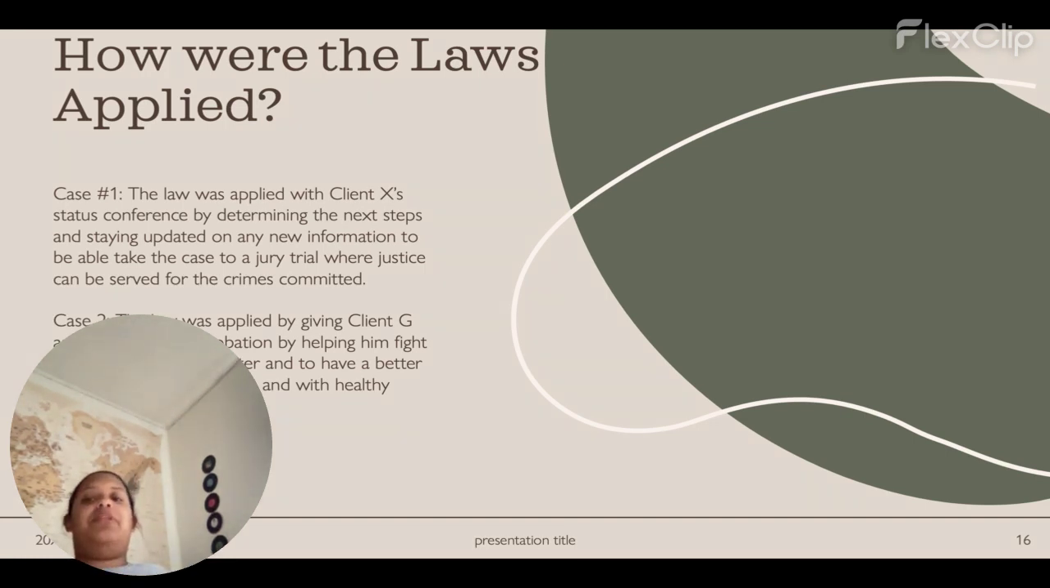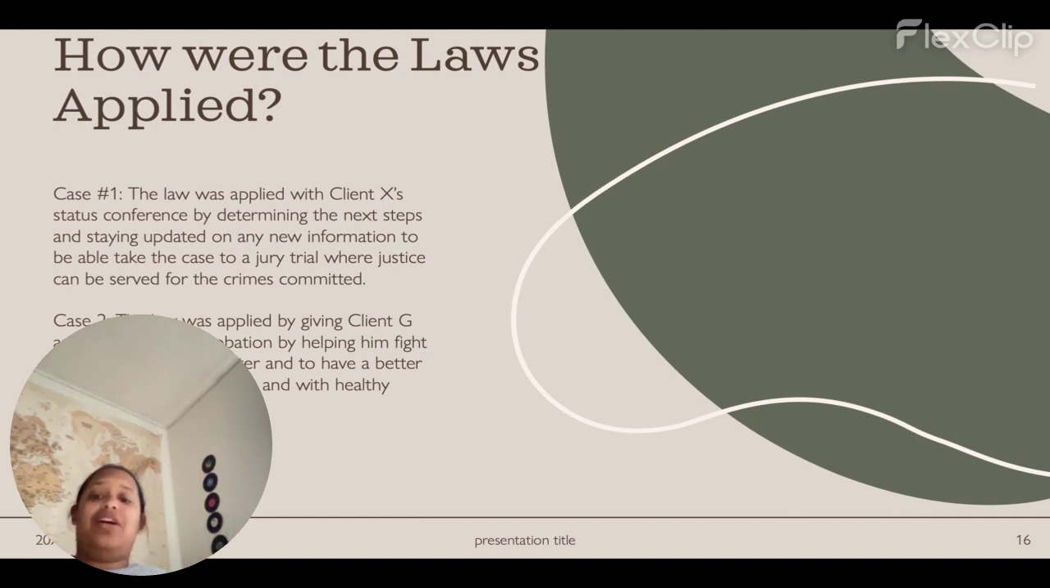So how were these laws applied? For case one, the law was applied with client X's status conference by determining the next steps and staying updated on any new information to be able to take the case to a jury trial where justice can be served for the crimes committed.